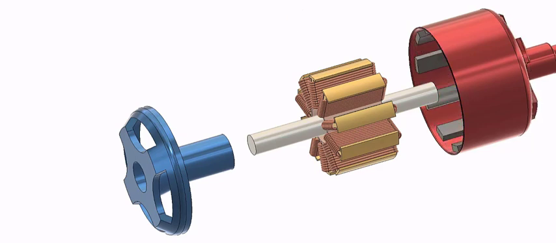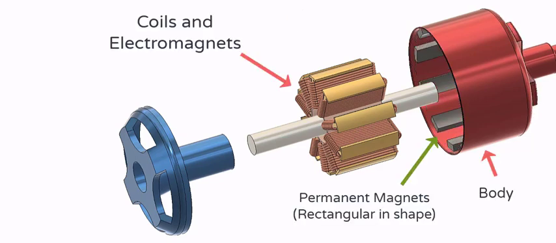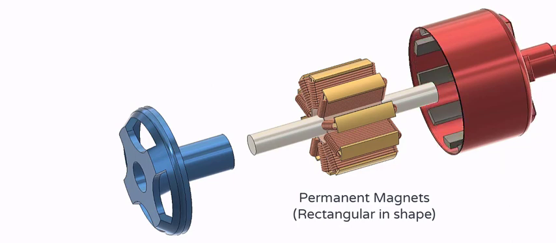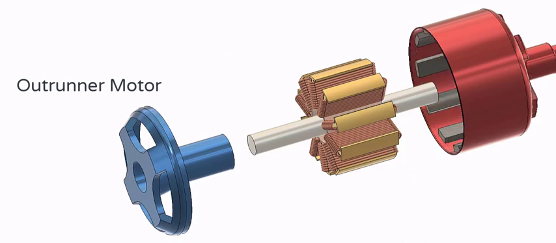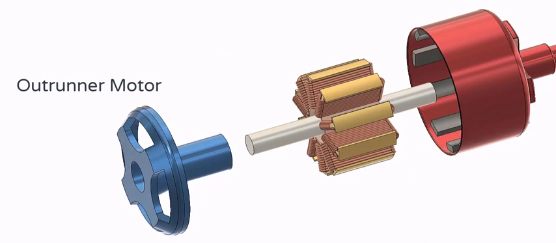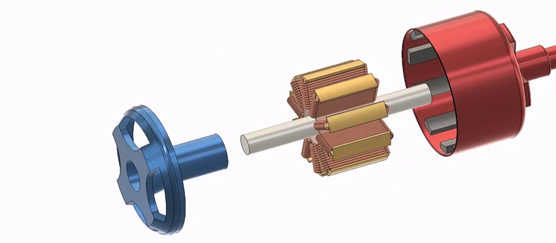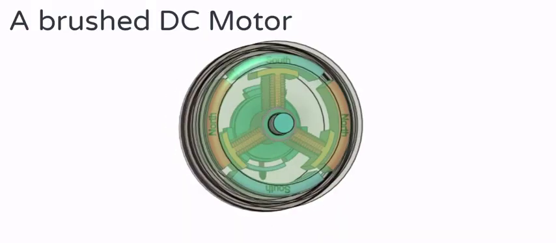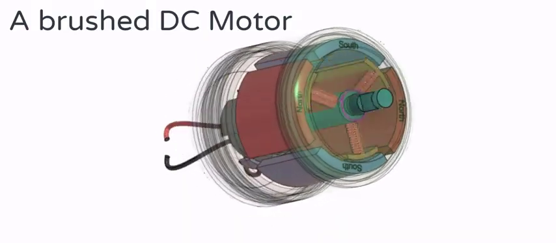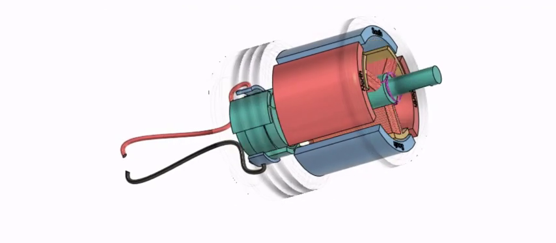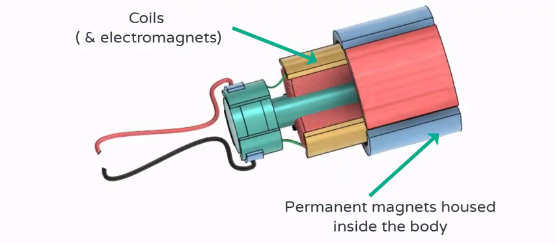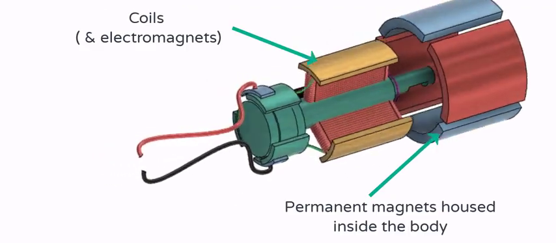In the case of the BLDC motor, the coils and electromagnets remain stationary, while the body, which is also known as the bell, rotates. There are permanent magnets within the body, which also rotate. Such motors are known as outrunners. On the other hand, in this brushed DC motor, the outer body and permanent magnets are fixed, while the coils and electromagnets rotate. Such motors are known as in-runners.